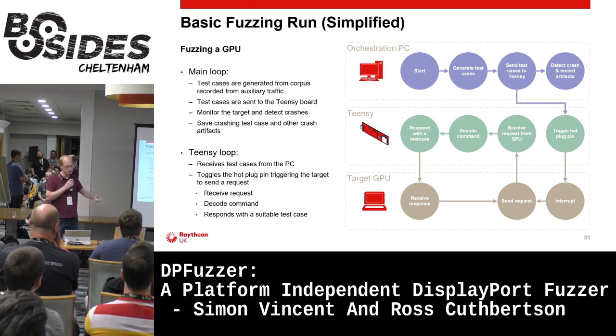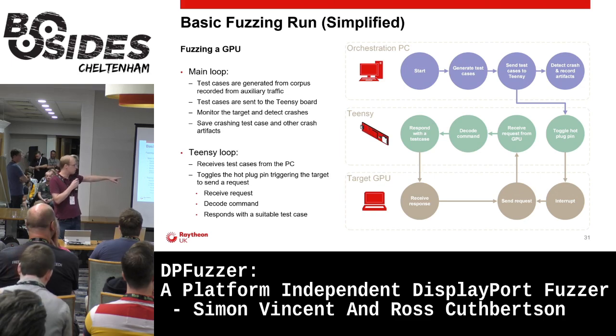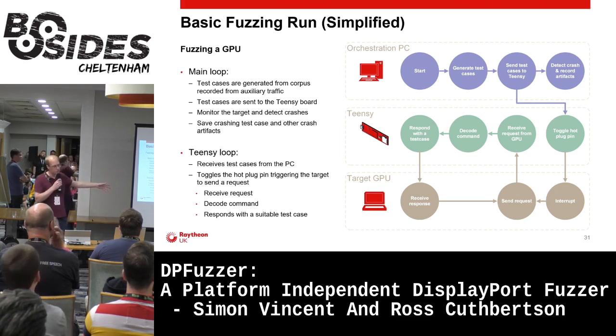So the GPU would then go, oh, I've got a monitor attached. It'd send a request, and we would receive that request in the Teensy, decode it, and then select an appropriate test case to respond with and send this to the GPU. We'd go around this loop multiple times, essentially, until either the target crashed or we ran out of test cases. So this bottom loop on the left would just keep going round and round there, millions and millions of times.